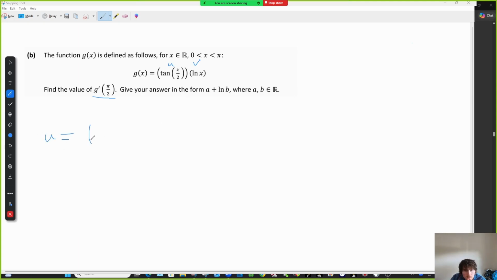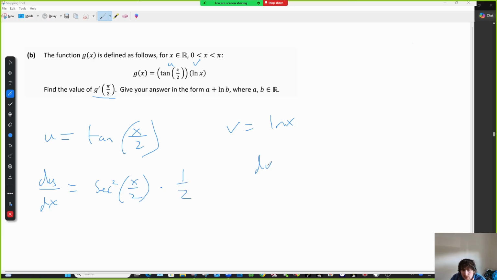So u equals tan x over 2. v equals ln x. We have then du dx. Now what's the derivative of tan? So that's sec squared, and the inside stays the same, and then we multiply by the derivative of what's in there, which is 1 over 2. And then dv dx, the derivative of this, as we said, is 1 over what's in there, multiplied by the derivative of what's in there, the derivative of x, just 1. So that's why the derivative of ln x is 1 over x.